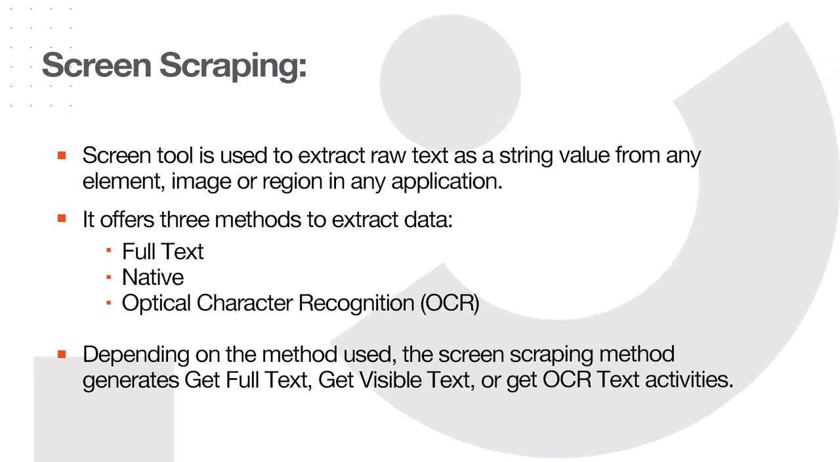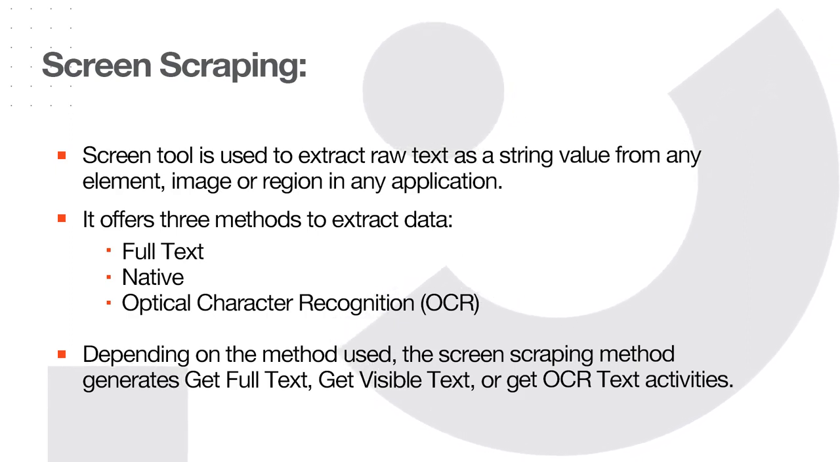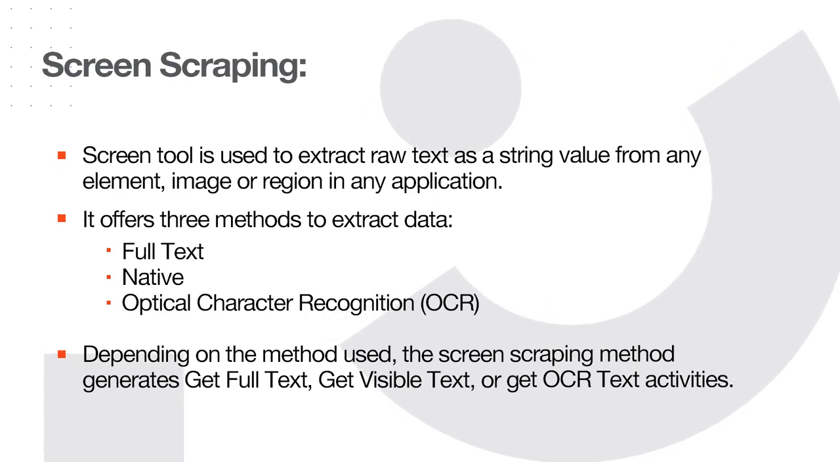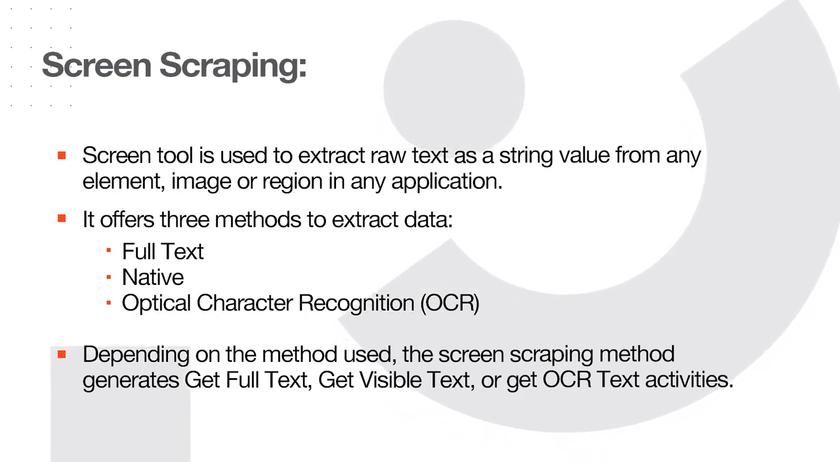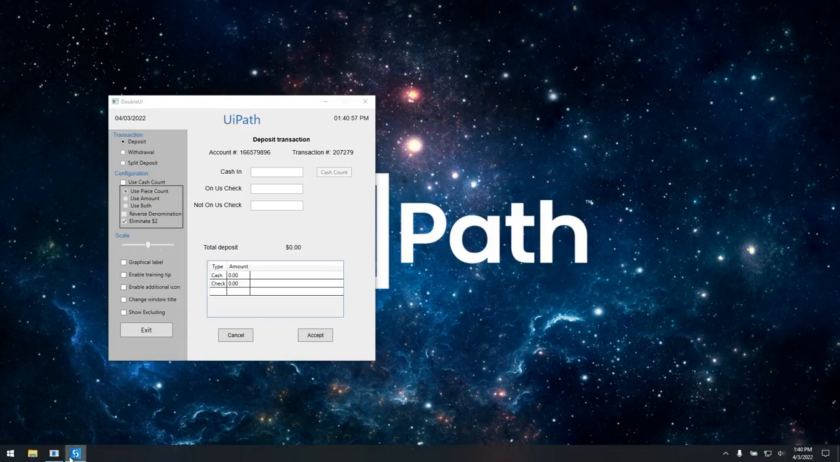It offers three methods to extract data. They are full text, native, and optical character recognition, also known as OCR. Depending on the method used, it generates getFullText, getVisibleText, or getOCR text activities. Let's see an example using the double UI application. We want to extract the information on the right side of the double UI application interface, which is deposit transaction.